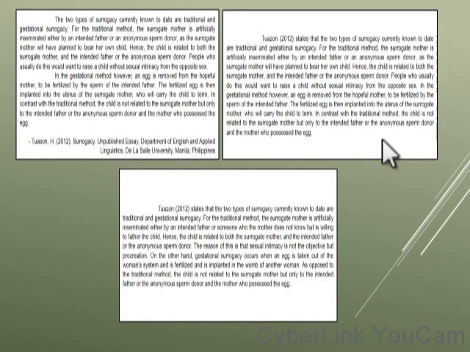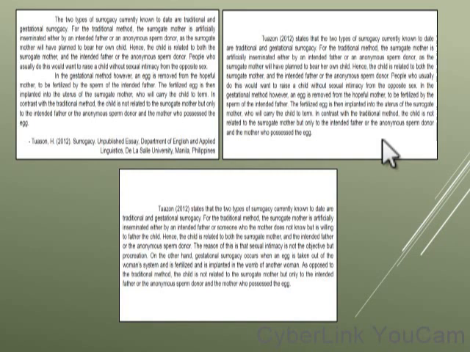That is the second example. Last, I'm going to read it again. Watson, 2012, states that the traditional and gestational are two methods of surrogacy. For the traditional method, the surrogate mother is artificially inseminated either by an intended father or someone who the mother does not know but is willing to father the child.